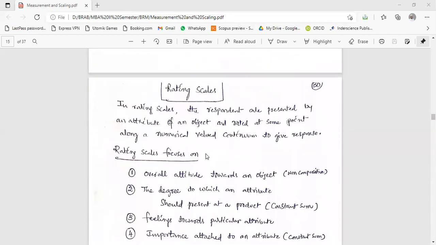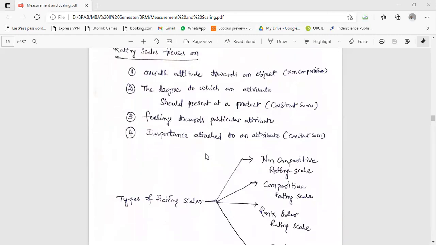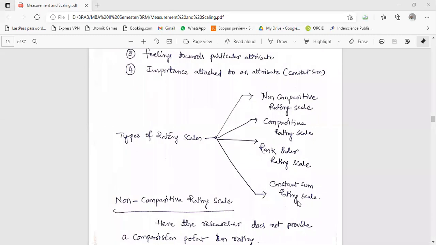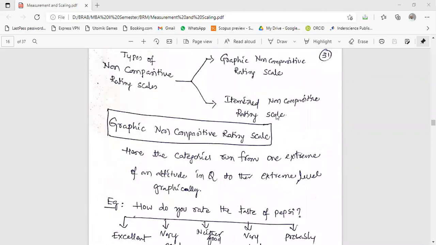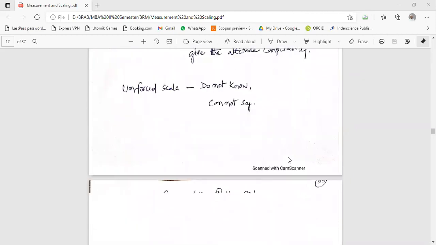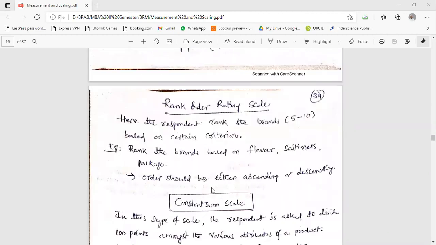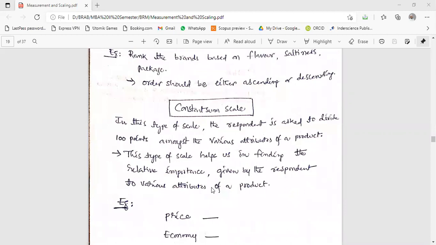Clear? There are 4 types of rating scale. One is non-comparative rating scales, then comparative rating scales, rank order scale, and constant sum scale. Non-comparative rating scales are of 2 types: graphical non-comparative and itemized non-comparative. Comparative rating scales are also of 2 types: graphical comparative and paired comparison. The third category is the rank order rating scale. The fourth category is the constant sum scale.